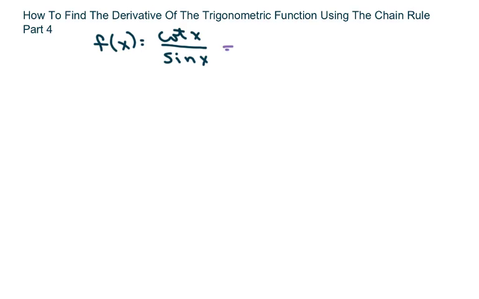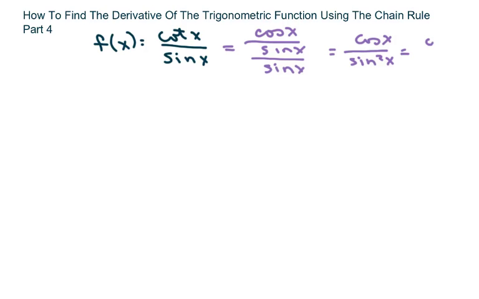So the first thing I'm going to do is go ahead and write this in terms of sine and cosine. Cotangent is cosine over sine. Then we have that all over sine. So we get cosine of x over sine squared of x. And also you can write this as cosine of x over sine of x squared, because these are the same thing. That's an x.